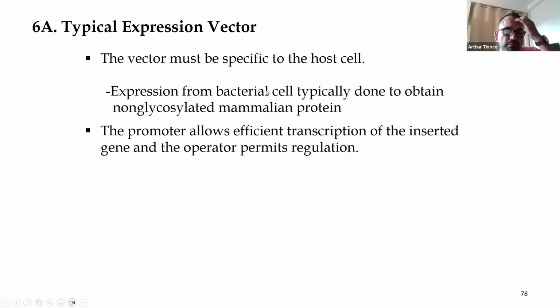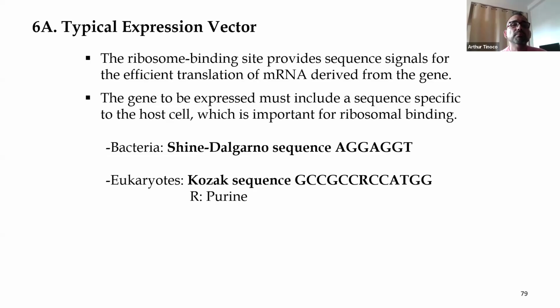So normally one takes advantage of bacteria because bacteria, in terms of the machinery, will produce the non-glycosylated version of the protein. All right, so if you want to express in bacteria, it's again critical that the expression vector is something that can be used by that particular host cell. The promoter allows efficient transcription of the inserted gene, and the operator permits regulation. Okay. So the ribosome binding site provides sequence signals for the efficient translation of mRNA derived from the gene.